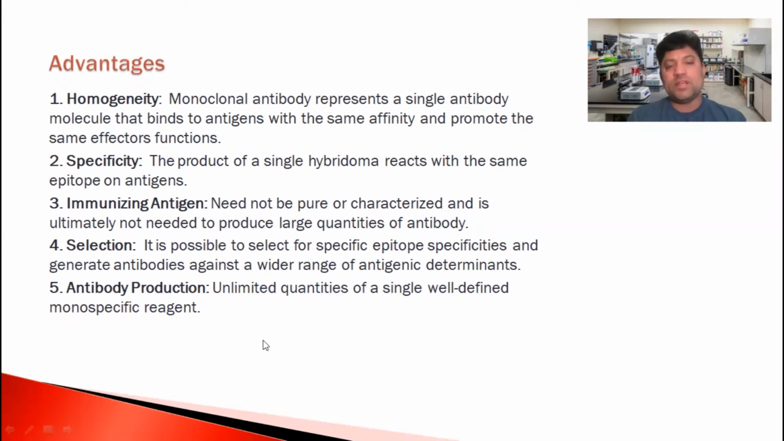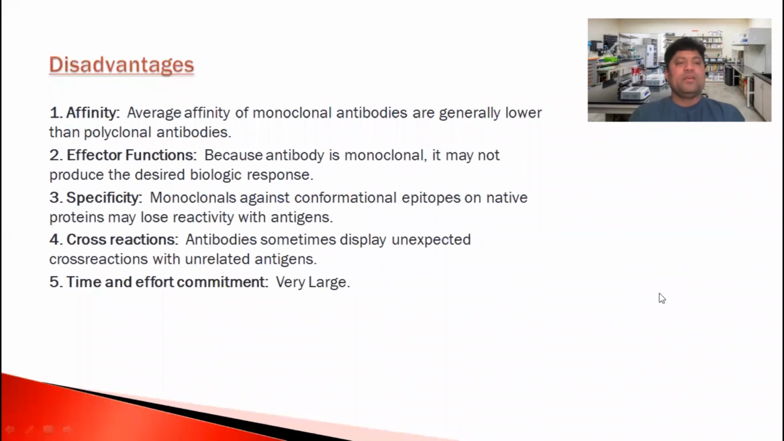It is possible to select specific epitope specificities and generate antibodies against a wide range of antigen determinants. The fifth advantage is antibody production. An unlimited quantity of a single well-defined monospecific antibody can be produced for commercial or business purposes, for utilization in clinics and hospitals. There are also some disadvantages associated with monoclonal antibodies.